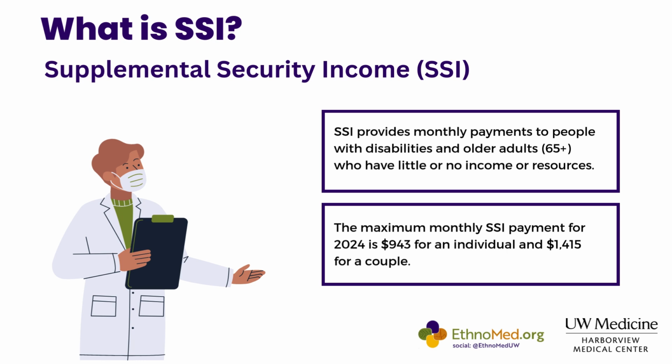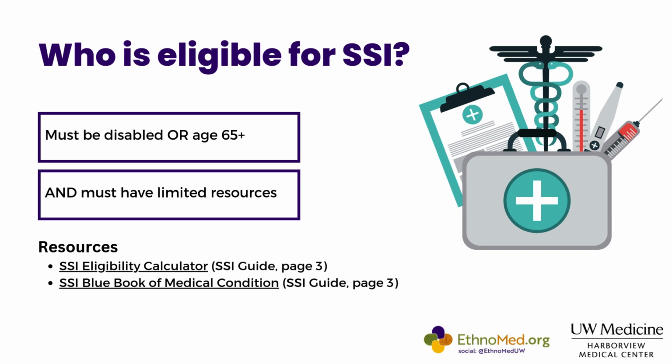Let's start by talking about what SSI is. SSI stands for Supplemental Security Income, and it's a government benefit administered by the Social Security Administration. SSI provides monthly payments to those with disabilities and older adults who are 65 years or older, who have little or no income or resources. The maximum monthly SSI payment for 2024 is $943 for an individual and $1,415 for a couple.